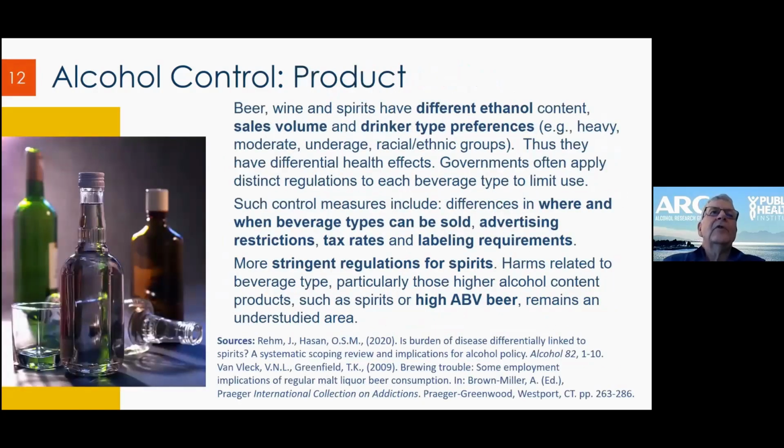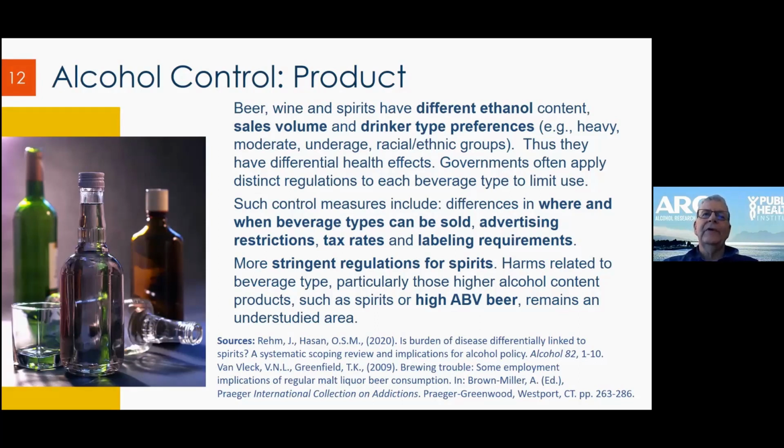So there are a number of alcohol controls related to the product. First of all, I'd mention that different alcohol types, such as beer, spirits, and wine, are taxed differently. And high-strength products like spirits tend to be taxed much higher. And some of that is rational in the sense that spirits are much more able to cause alcohol poisonings and overdose deaths. So there is some rationale for taxing spirits at a higher rate than lower strength products.